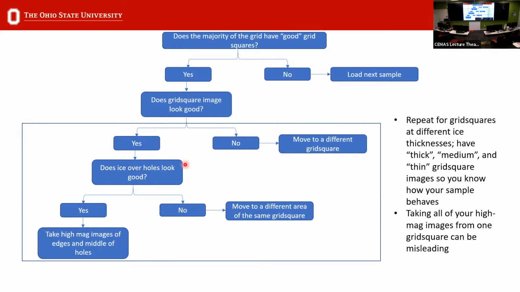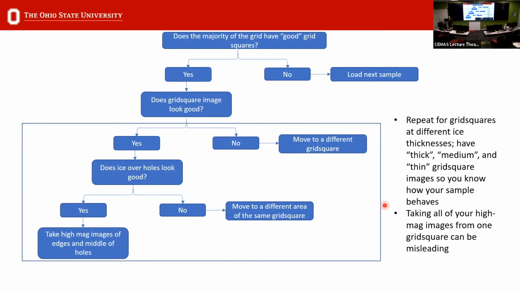I repeat this process for grid squares at different ice thicknesses, because protein samples can behave differently depending on how thick or how thin the ice is. And I'll talk about how that is in the next few slides.